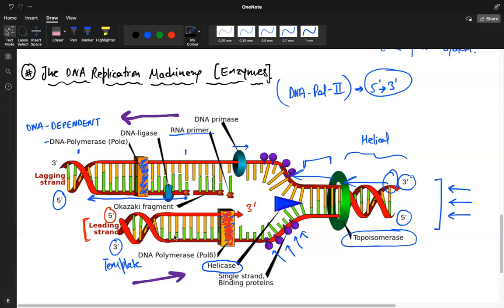And because it happens in fragments, you also need to stitch those fragments together. And that stitching is done by an enzyme called ligase. The word ligation means sticking together. Okay. So ligase just joins the two fragments on the lagging strand. Is that clear?